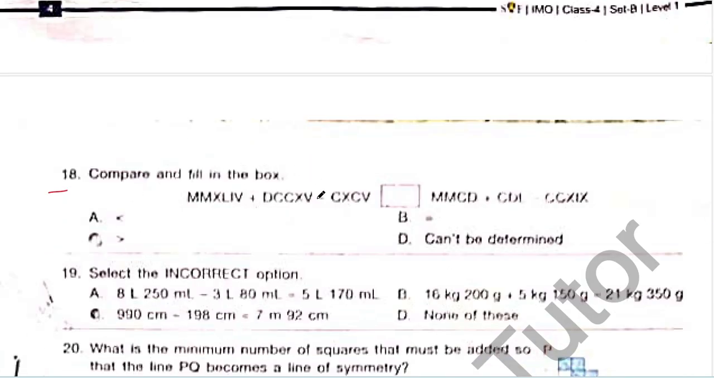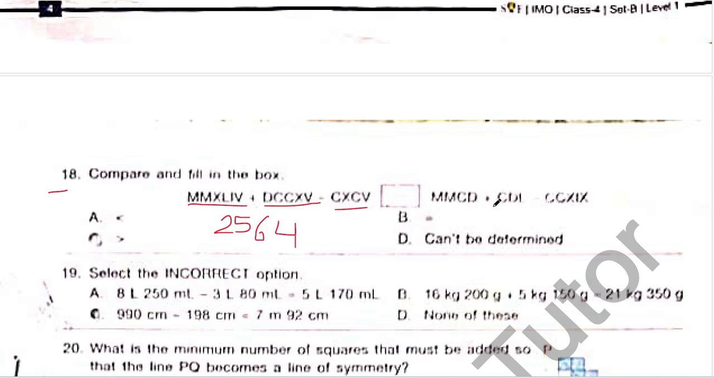Next question is, compare and fill in the box. So there are Roman numerals on the left side and right side. We need to find the value. So here MMXLIV is 2044 plus DCCXV, this is 715, minus CXCV, which is 195. So if we add and subtract this, 2044 plus 715 minus 195 will give us the value as 2564 on the left side.